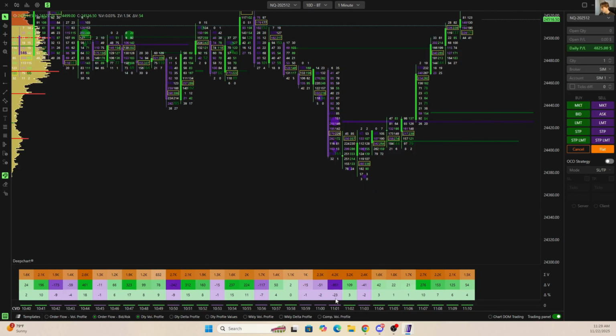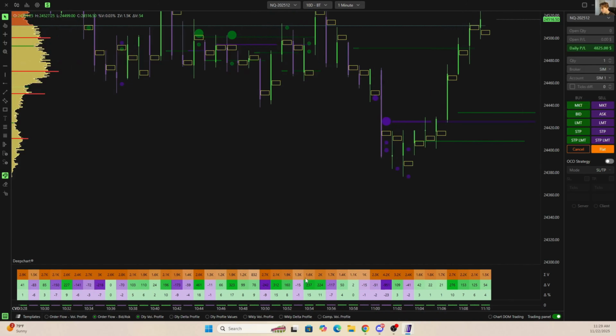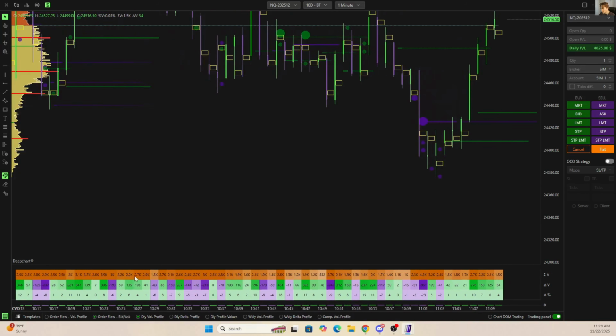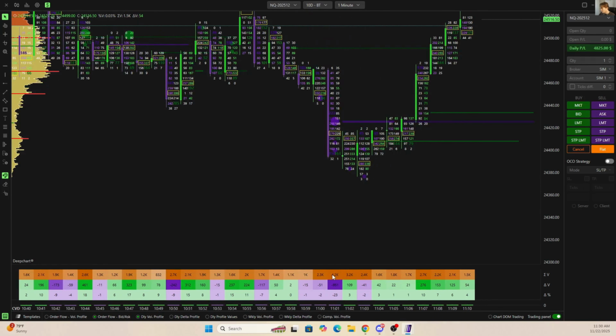I mean, look at the delta on this candle. First of all, look at the total volume on this candle. It's much greater than all the volume on these other candles. Look at the volume on every other candle and look at the volume on this one. Look at the delta. It's almost negative 1,000 on a 1 minute candle. Look at that compared to the rest of the candles.